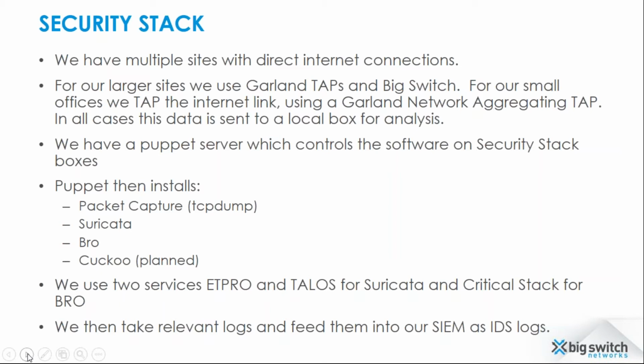We utilize a Puppet Server, which controls the software and the security stack. Puppet then installs a packet capture, TCP dump, and configures it appropriately with a couple of settings. It also installs Suricata, Bro, and I also have multiple copies running. The name's escaping me right now, but I actually run 8 copies of Suricata, and I think it's 12 copies of Bro on the box locally, and that's what gives me the performance capability in a single box to run this.